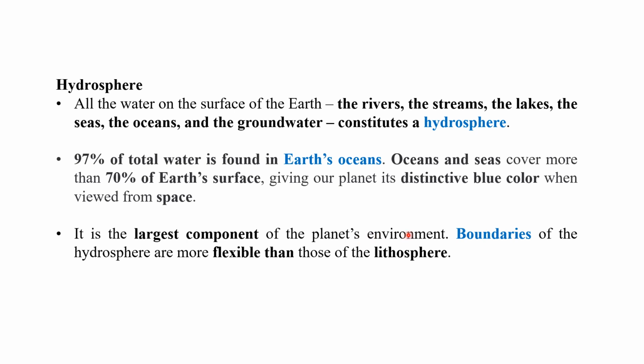It is the largest component of the planet's environment. Boundaries of the hydrosphere are more flexible than those of the lithosphere. Why is the boundary of the hydrosphere flexible? Because of the season. In the summer season, evaporation takes place, right? Because of that, the area becomes low compared to the other season. In the rainy season, it will be more, whereas in summer season, it will decrease. So the hydrosphere boundary is flexible compared to the lithosphere.